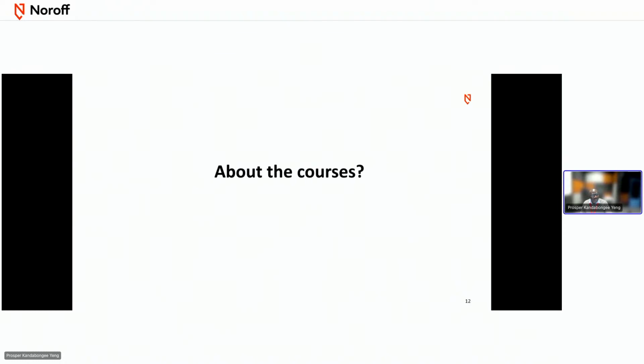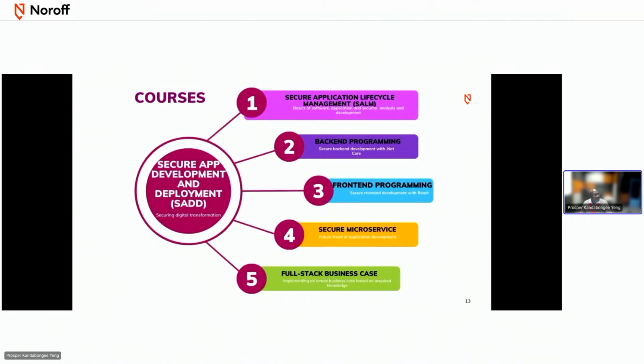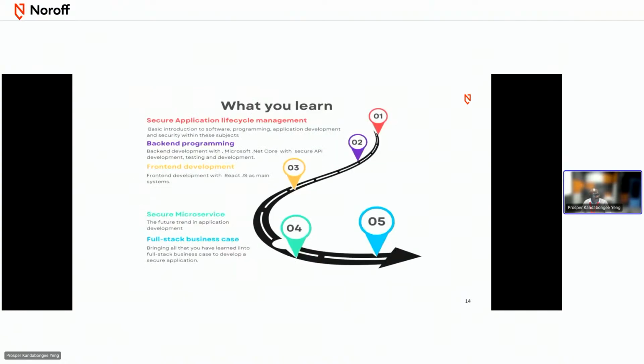What are the courses that you will be going through? The secure app development and deployment program actually has 5 main courses. We are talking about the secure application lifecycle management. We are also looking at back-end programming with security, front-end programming with security in focus, secure microservice, and then full stack business case. So what actually are you going to be learning?